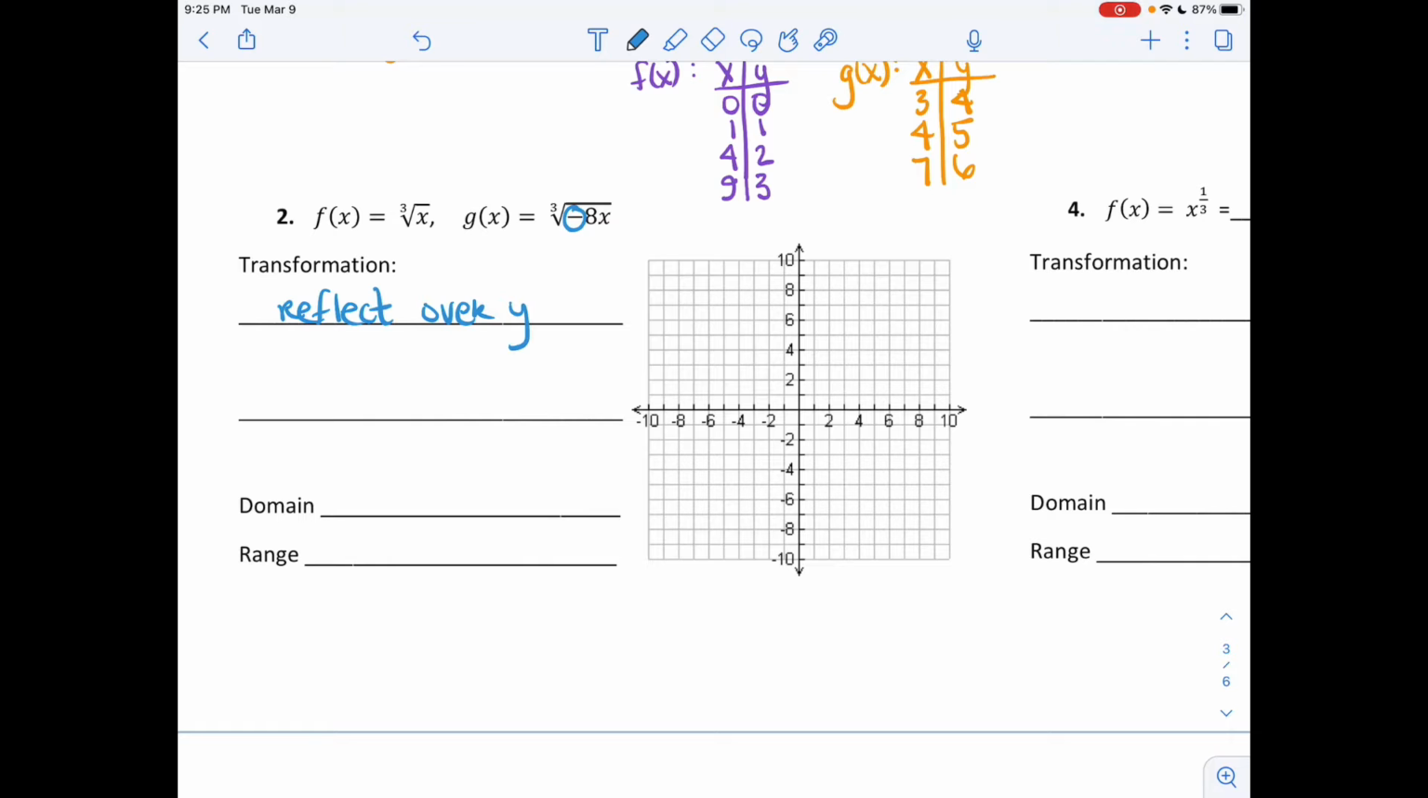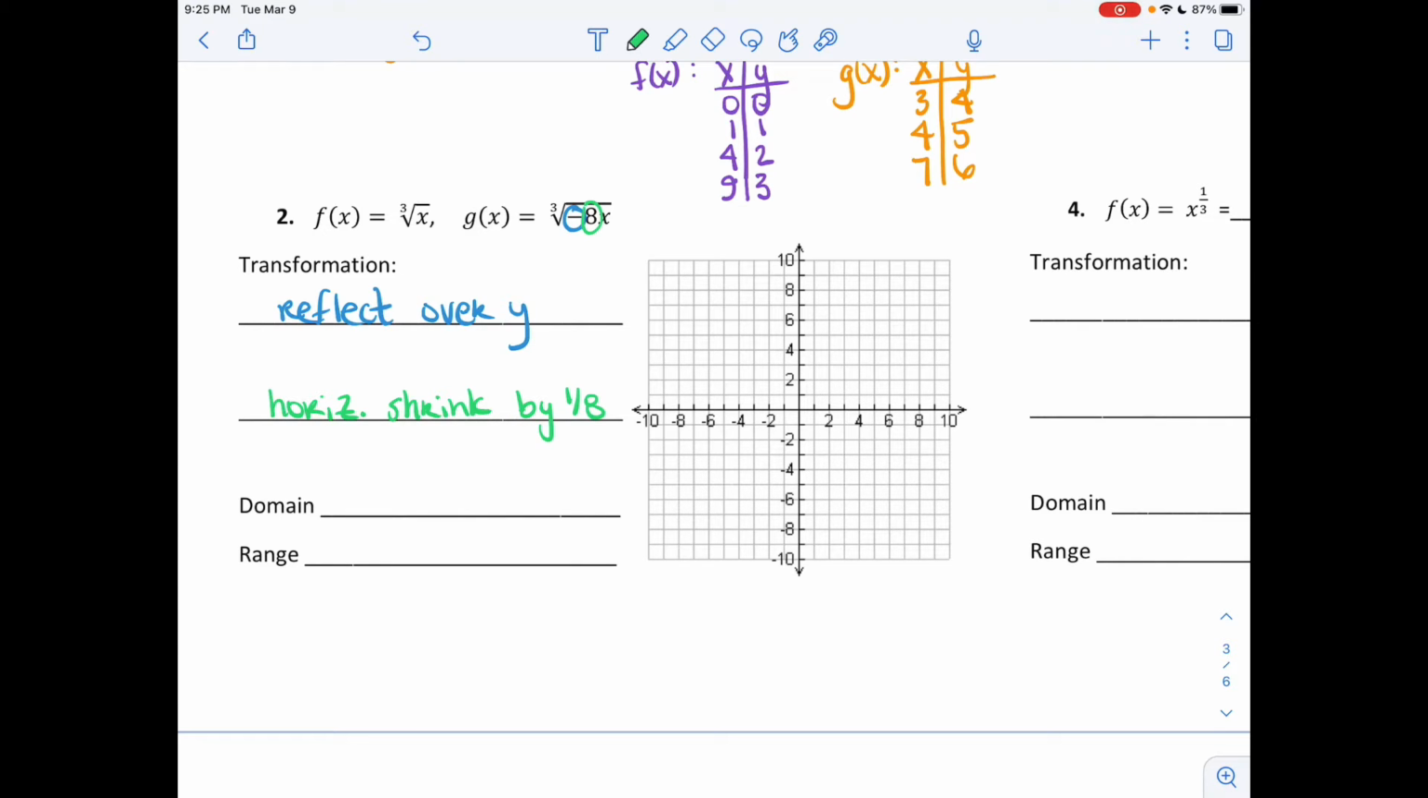And then the 8 is my second transformation. Again, it's happening multiplied by x, inside with x under the radical. So that's going to be horizontal. And remember that it's opposite. So if I see a number bigger than 1, it's actually a shrink by the reciprocal. So it's a shrink by 1/8.